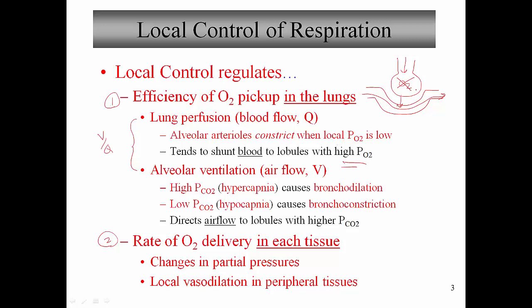And so those lobules in the lung that are not ventilating well, the alveolar arterioles constrict when the local PO2 is low. Now I want you to think about something we talked about before in the tissues when we said that the tissues were working hard and the local PO2 was low. The arterioles, if you remember, dilated to bring more blood to those hard-working cells.